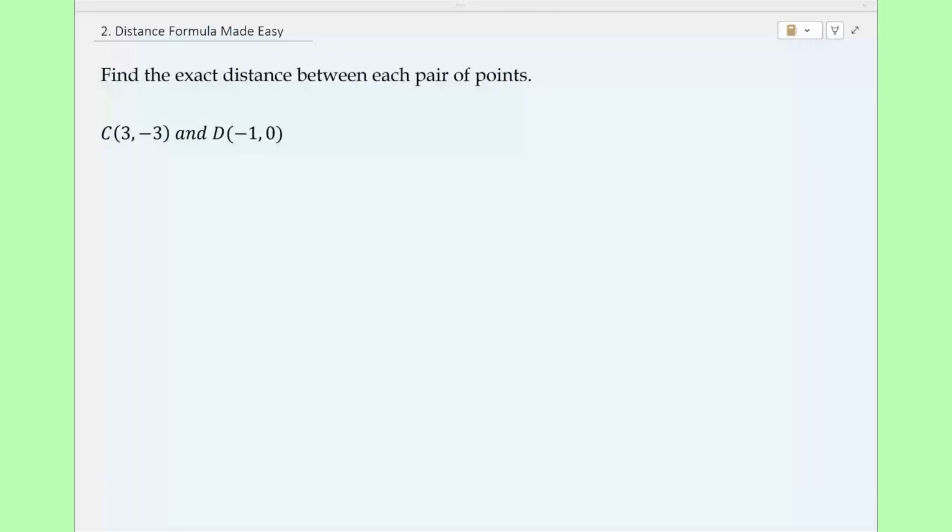Today we're going to be working with the distance formula. So we are going to find the exact distance between a pair of points. I have point C and point D here, and exact means we're going to leave it as a simplified radical or evaluate if we can.